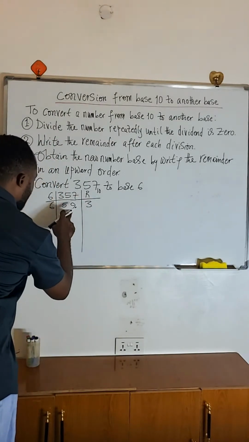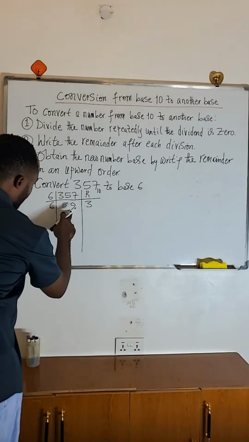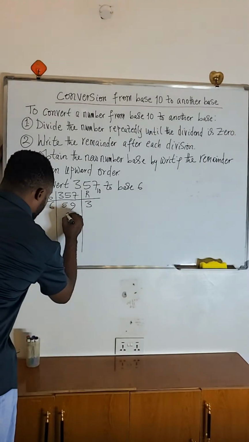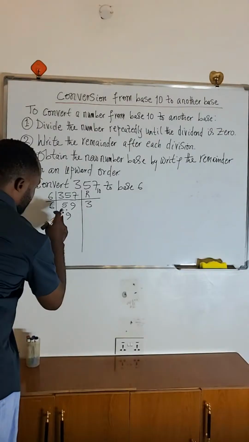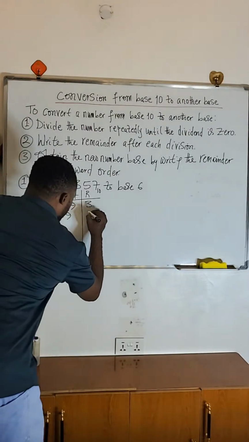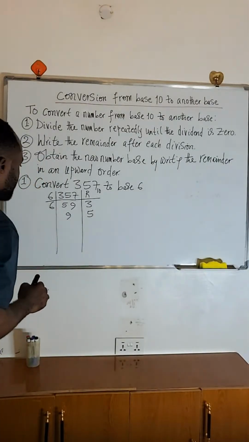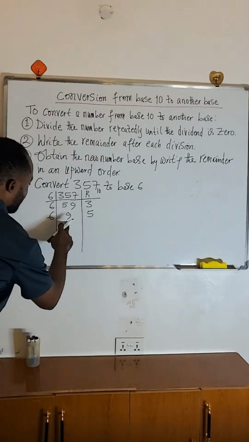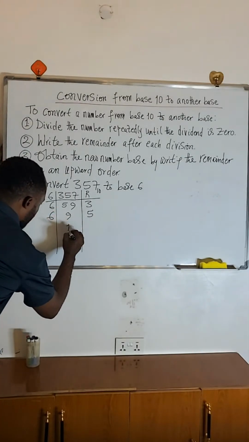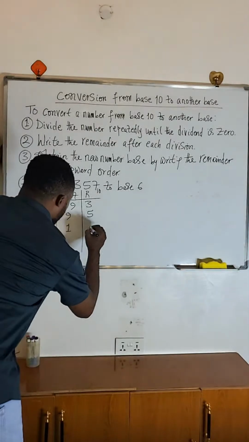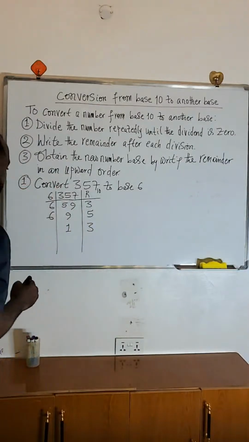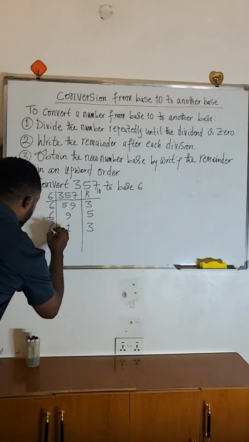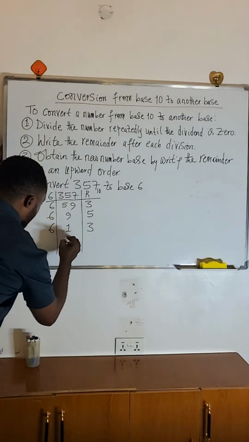Again, 6 goes into 59 how many times? 6 nines are 54. So it goes in 9 times, and you have remainder 5. Again, 6 goes into 9 how many times? It's 1. Remainder 3. And then 6 goes into 1 is 0. Remainder 1.